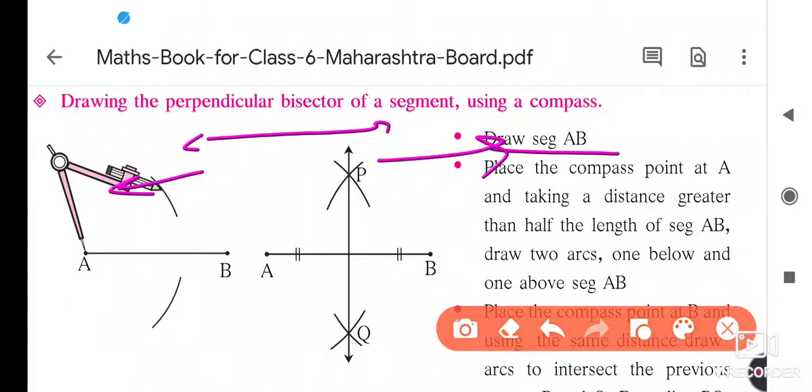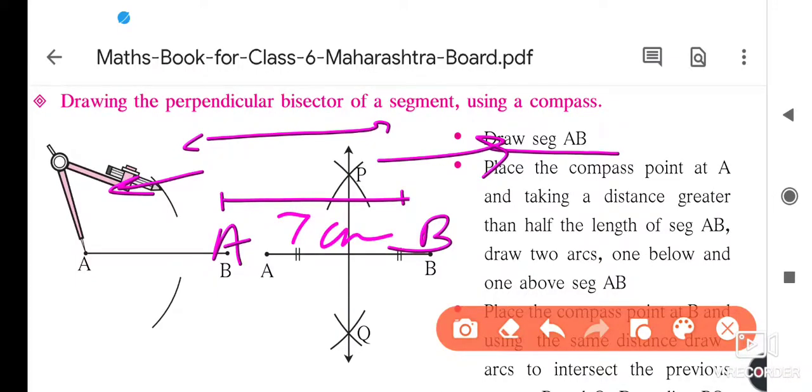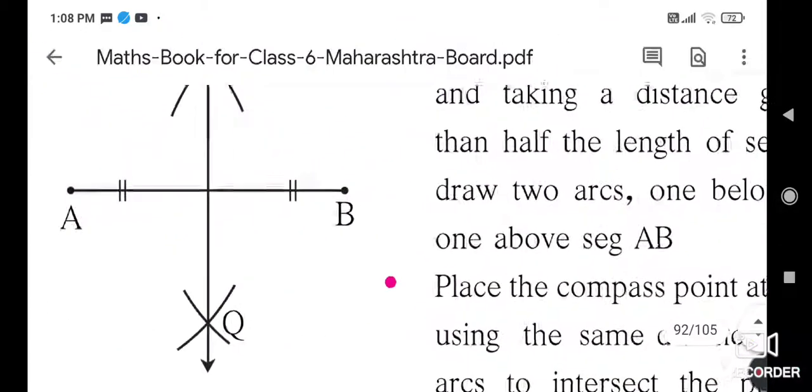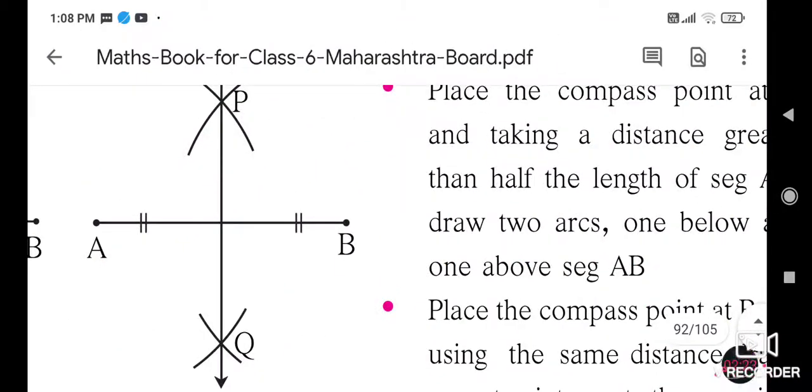But a segment means it has a particular measure. Seg AB is equal to 5 cm, or seg AB is equal to 7 cm. If such information is given to us, we have to draw the segment of that particular measure. If it is given 7 cm, we have to draw exactly 7 cm. And what are we drawing? The perpendicular bisector. So we are drawing the line which is perpendicular and also a bisector.